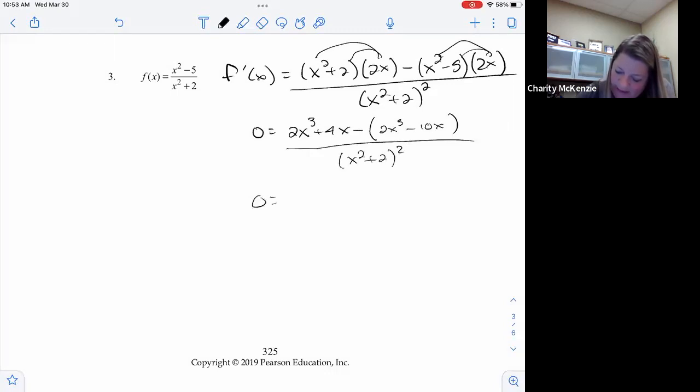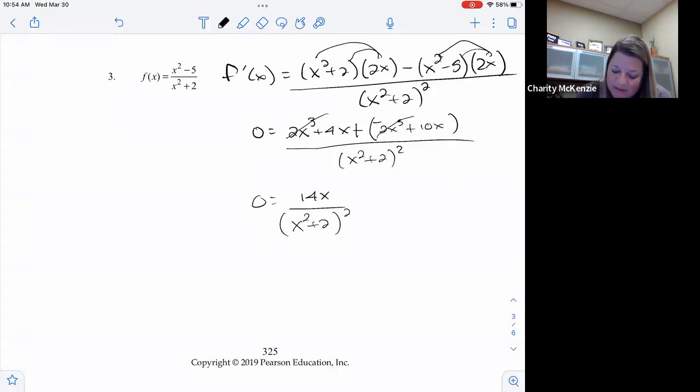So one more step to get that top. This would become positive, that becomes negative, that becomes positive. And then we could add our like terms. Oh, the 2x to the third has disappeared. That's nice. 4 and 10 make 14. 14x on the top over x squared plus 2 squared. Okay, great. That's simplified a lot prettier. So this is our final derivative, and we have to set it equal to 0.